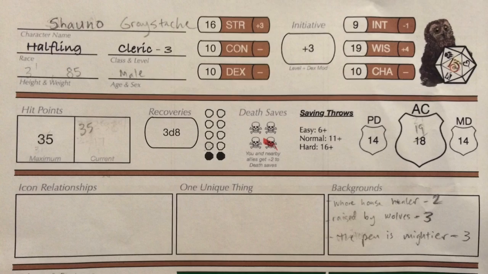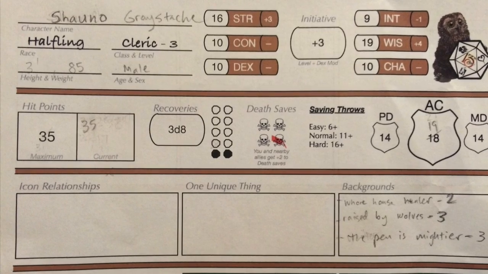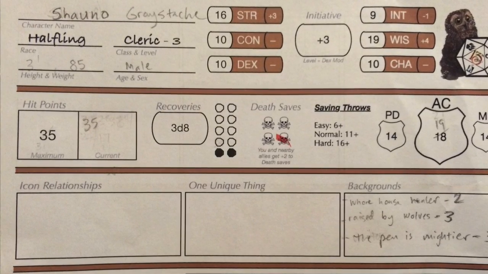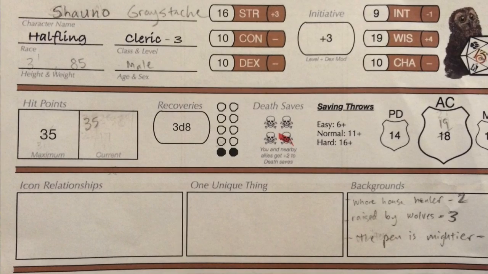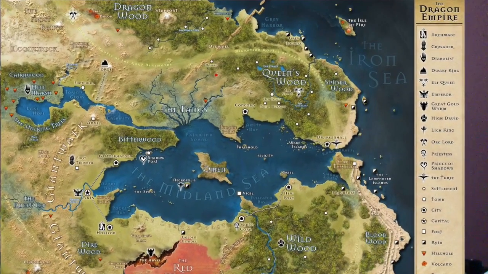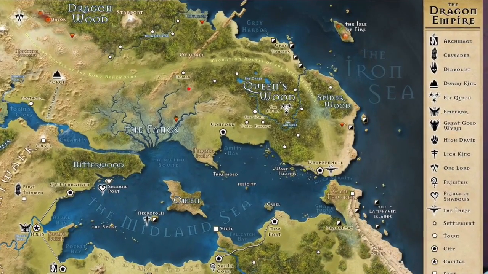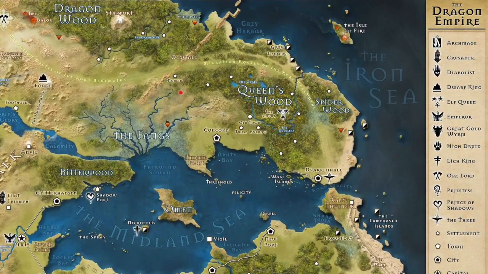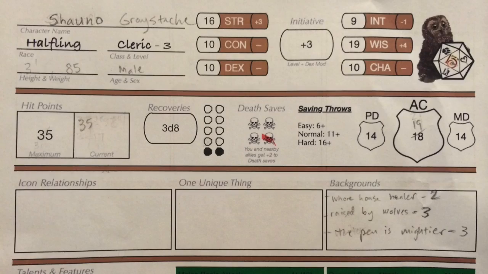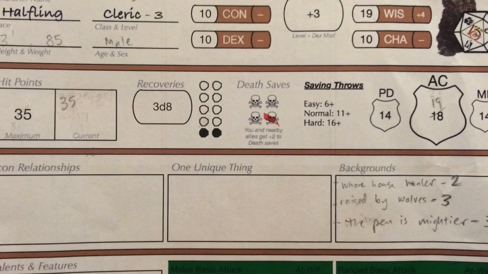My character, you can see here, Shano Greystash. He was a halfling cleric, and one of the first things you notice is icon relationships, and mine is blank there. But if we look at a map, I can show you what this refers to, a map of the world here. On the right-hand side you can see all these different icons, all these different rulers, and you can have allegiance to some over others, and that can give you certain bonuses. I think we didn't actually do this part. We didn't want to take the time to get the detail for that. Then you have one unique thing is the next category here, and we didn't do that either. We just skipped over that.